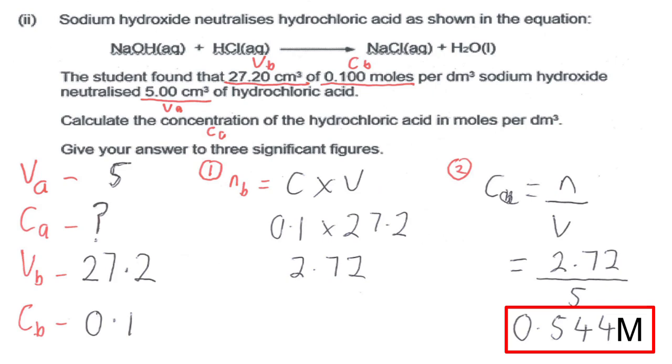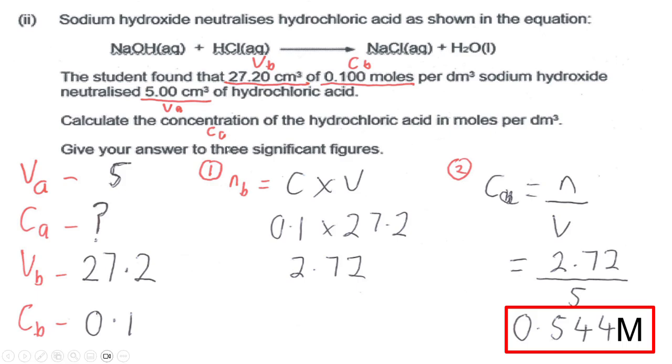So step 1, the way I always do it, is I write VA for the volume of acid, CA for the concentration of acid, and then VB for the volume of base, and CB for the concentration of base at the side. Now I know it should technically be VA and CA because they're alkali, but you can't distinguish them, so I just write B for base.